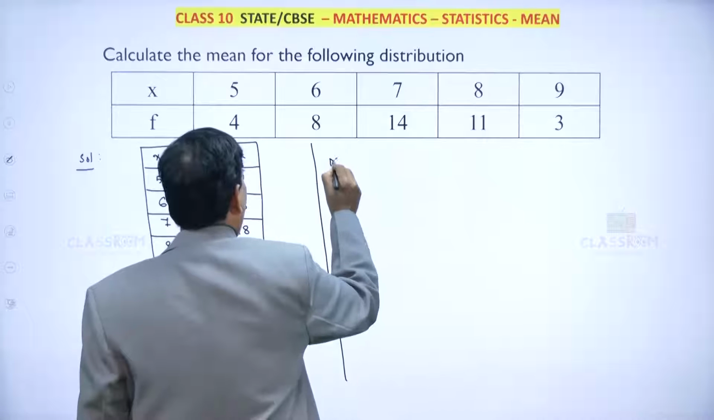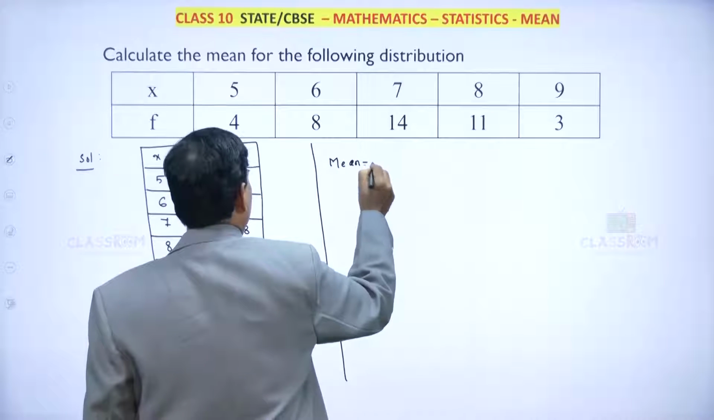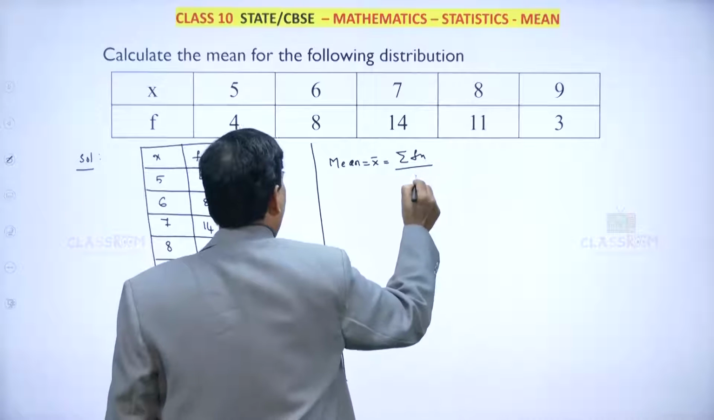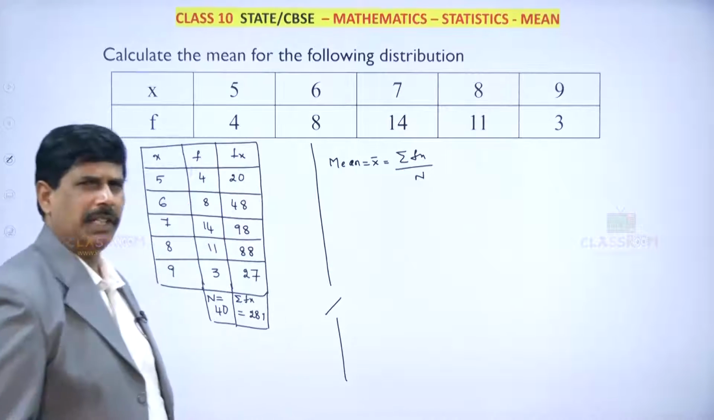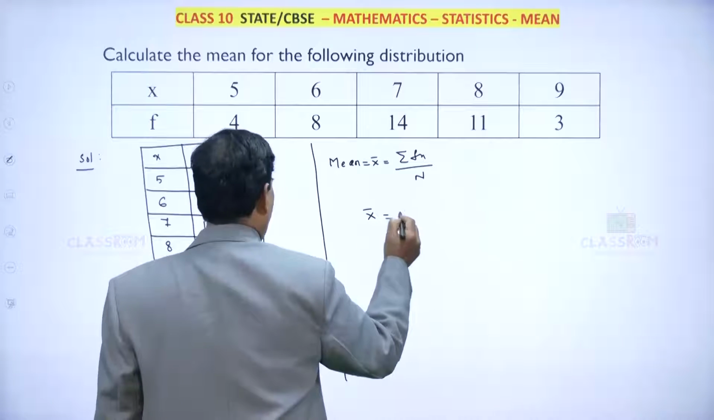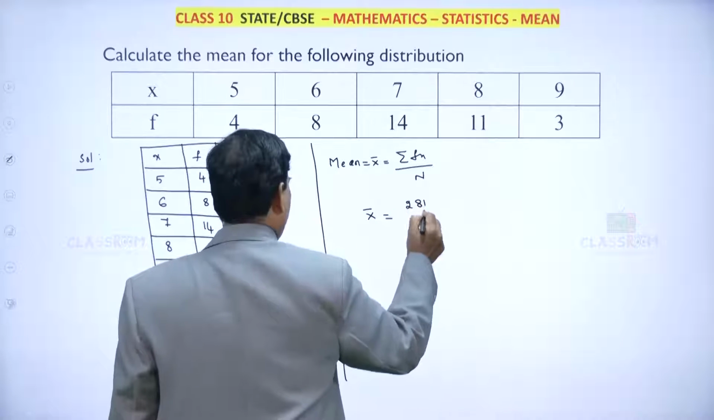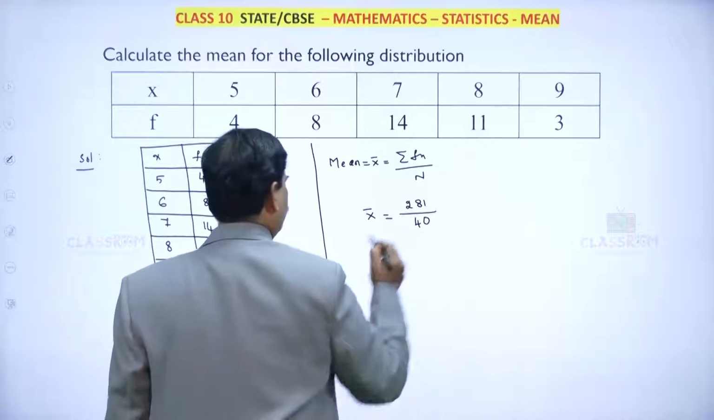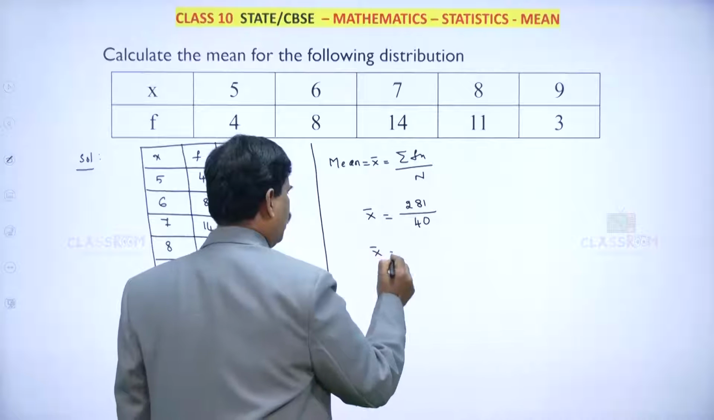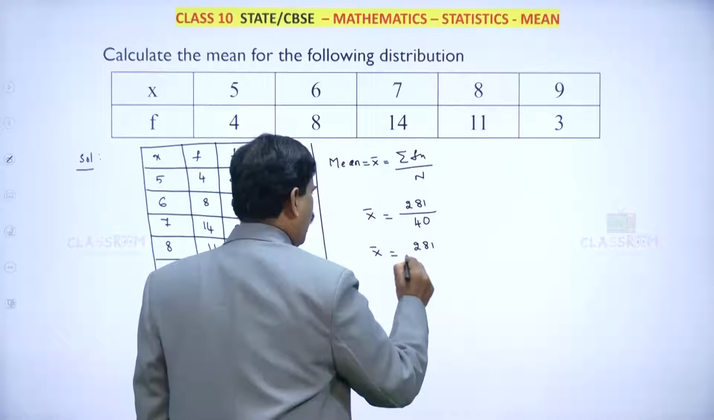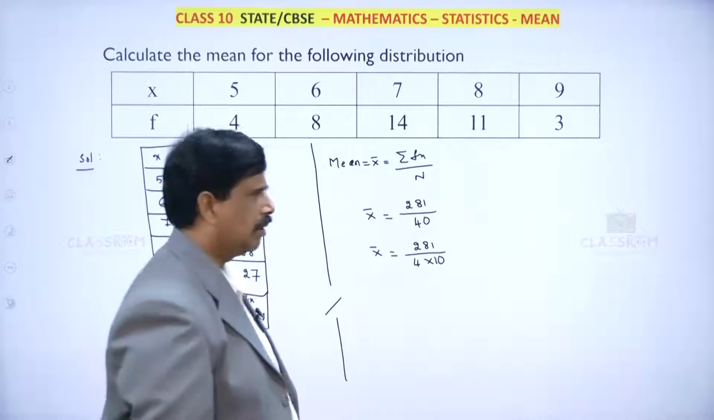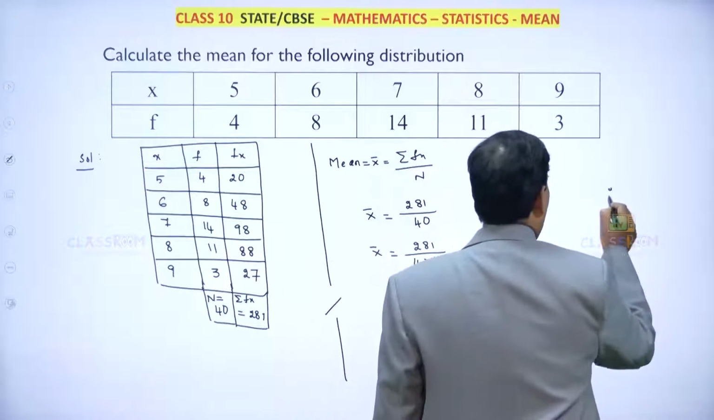So mean x bar is equal to, what is the formula we have? Sigma fx by n. We know mean x bar is equal to sigma fx by n. So now x bar is equal to, how much is sigma fx? 281 by 40. So how will you simplify this? You write it as 281 by 4 into 10, children. That will keep the calculation easy. So now you divide 281 by 4.